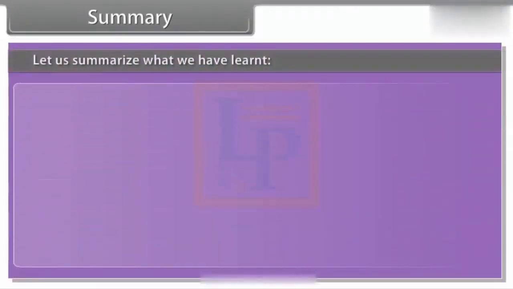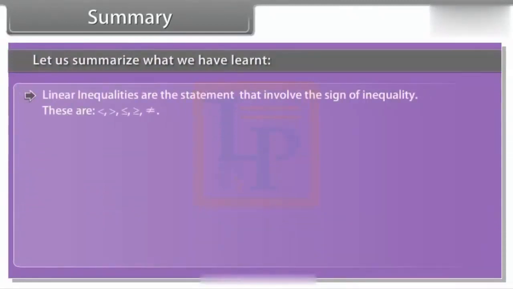Summary. Let us summarize what we have learned. Linear inequalities are statements that involve the sign of inequality. These are less than, greater than, less than or equal, greater than or equal, not equal.